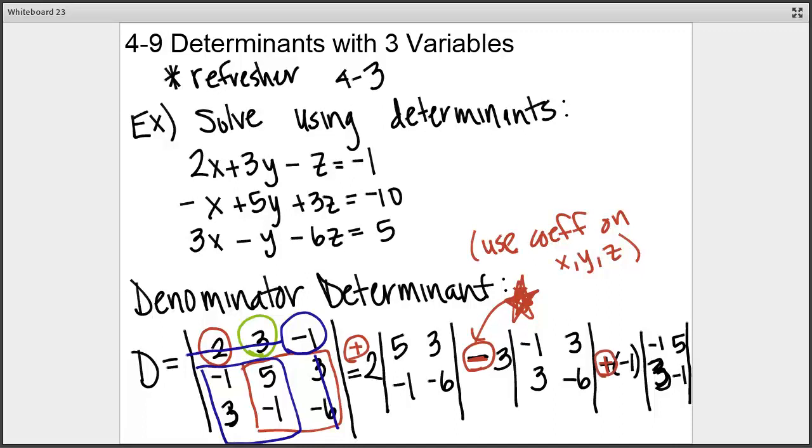The last one ended up being negative only because that number in the upper right hand corner, this guy right here, was a negative. That's the only reason why that will end up being a negative. But the pattern is always a positive, negative, positive.